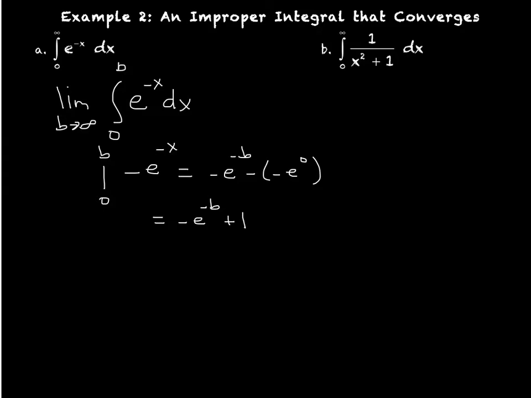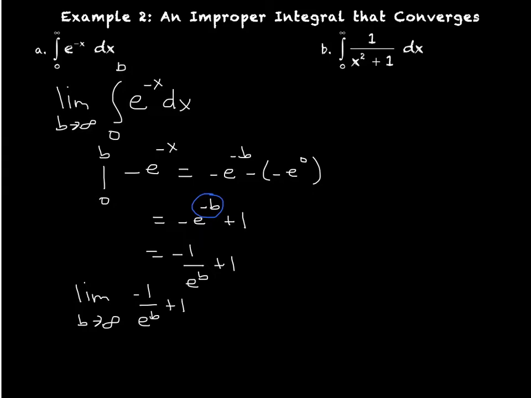All right, and maybe it'd be helpful if we wrote it as negative 1 over e to the b, because anytime you have a negative exponent, you can move that to the bottom. And so we have negative 1 over e to the b plus 1. And then we are going to take the limit as b approaches infinity of negative 1 over e to the b plus 1.